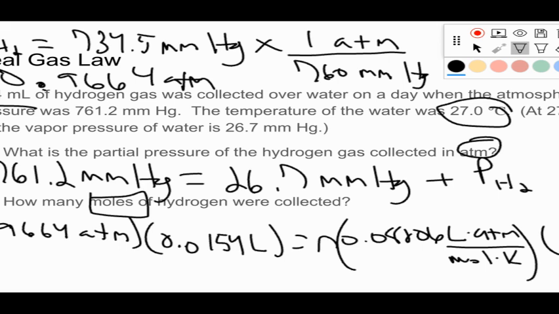I'm going to add 273 to it to get 300. But weird thing is when you add numbers together, it's actually 300 decimal because this number actually goes past to 0.0. And then I add the 273 to it. So it makes my ones place significant. So it's actually 300 decimal. So then mathematically, I'm going to do 0.9664 times 0.0154 divided by 0.08206 divided by 300.